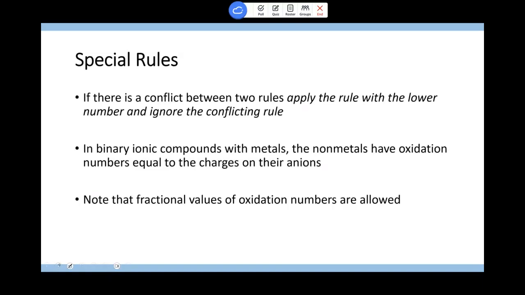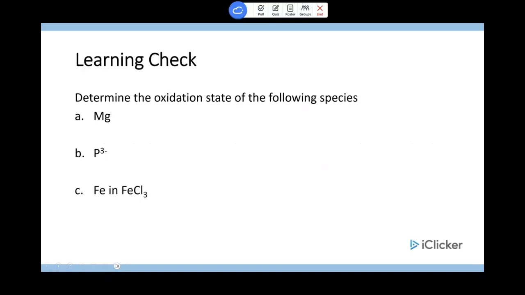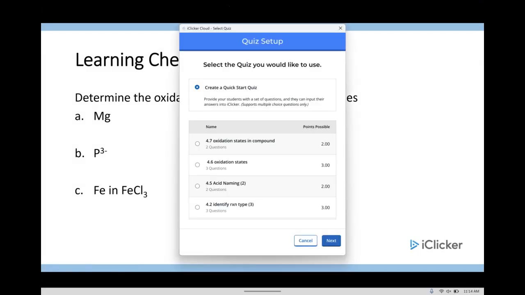Okay, using these rules, let's go through these examples. This is an iClicker, so let's send that out.